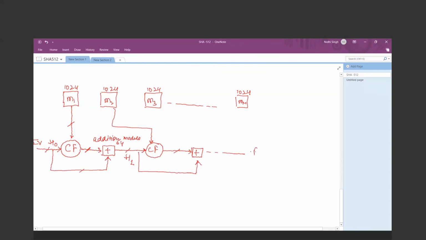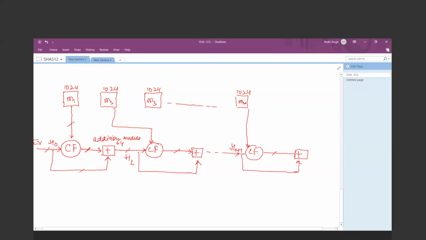So at the final step, what is the compression function input? That is Hn minus 1, right? Because we started from 0, so it is Hn minus 1. The other input is the message itself. So what output is generated? It will be fed into the addition modulo 64, and in this addition modulo 64 there is another input, that is Hn minus 1. Same process I have to repeat, because this is the last block.